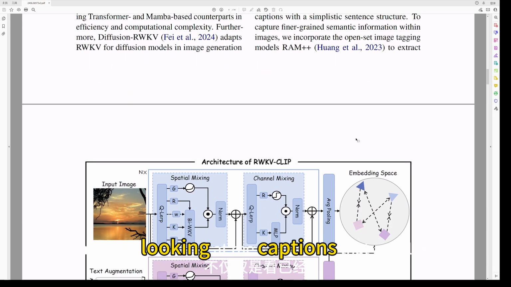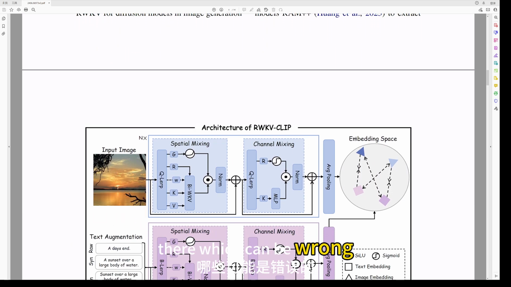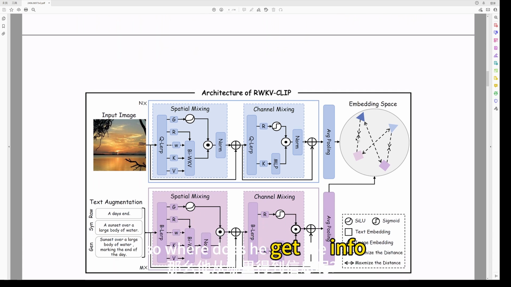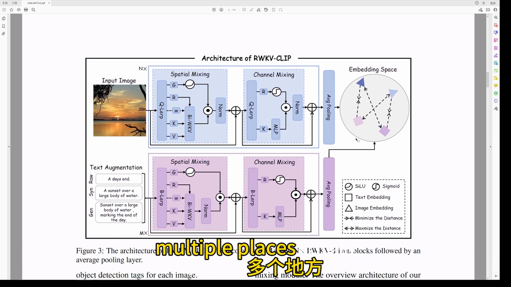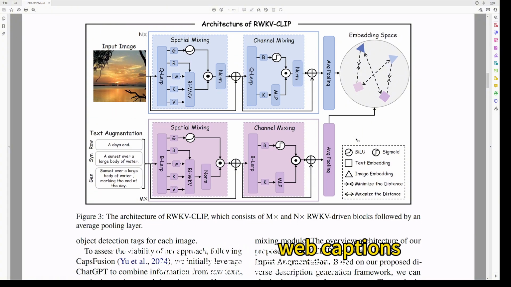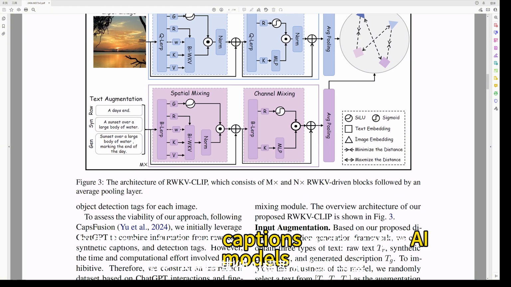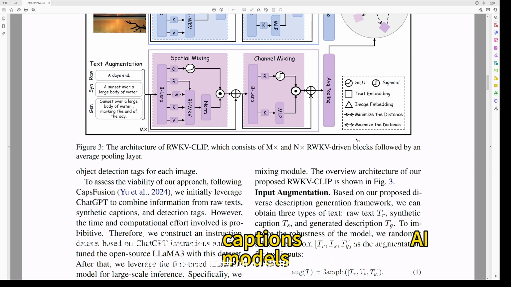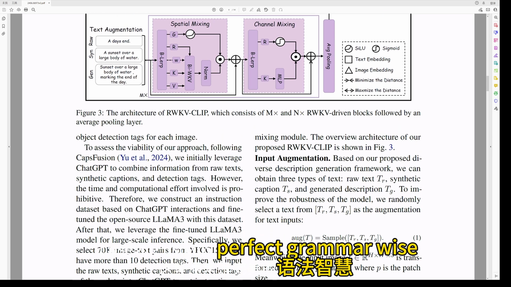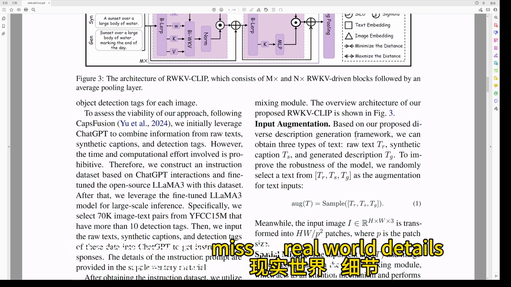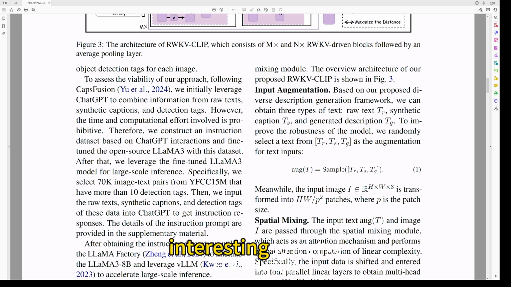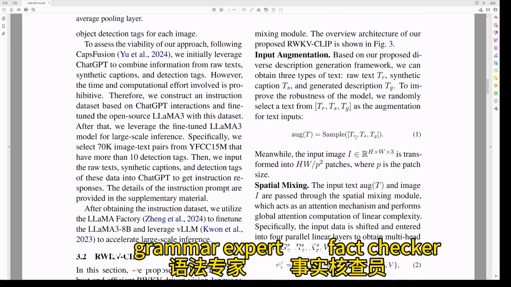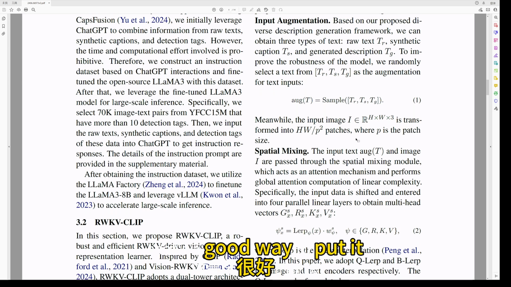You got it. It's not just looking at the captions that are already there, which can be wrong. So where does it get the info? Multiple places, actually. Like what? Well, it starts with those web captions, but then it also uses captions made by other AI models. Those are usually perfect grammar-wise, but sometimes they miss the real-world details. Interesting. So it's like having a grammar expert and a fact checker working together. That's a good way to put it.